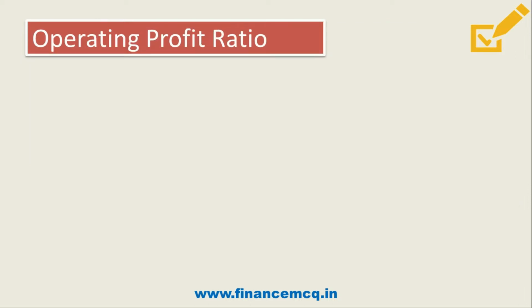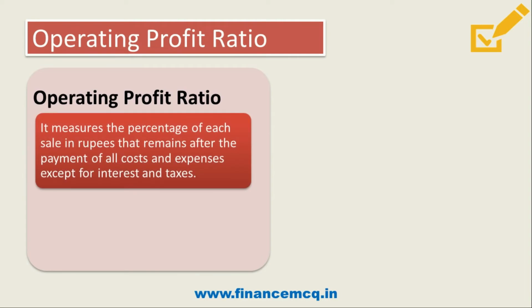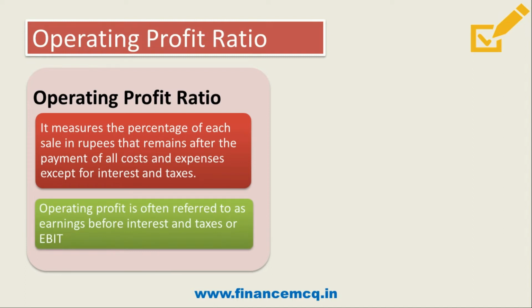Now friends, let's talk about operating profit ratio. It is also part of your profitability ratios based on sales. And friends, this ratio measures the percentage of each sales rupee that remains after payment of all costs and expenses except for interest and taxes. And friends, operating profit is often referred to as earnings before interest and taxes, or popularly known as EBIT. So do remember this, it is known as earnings before interest and tax, EBIT, that is your operating profit.